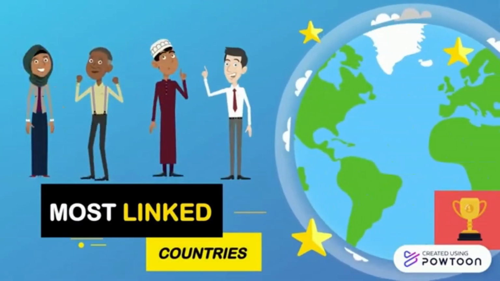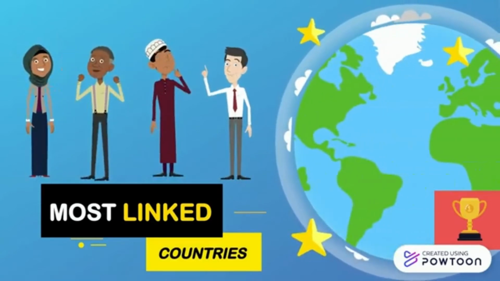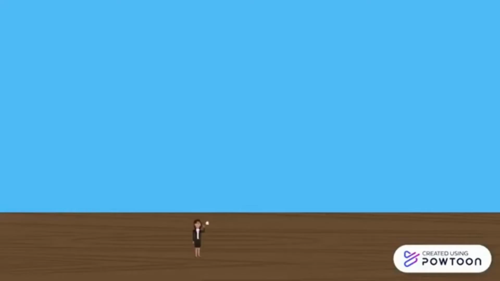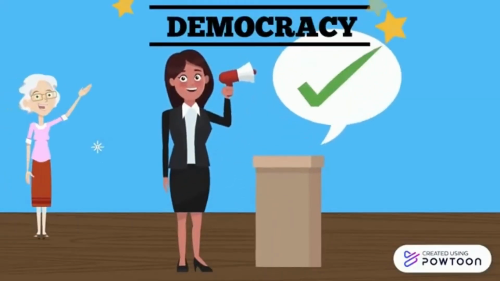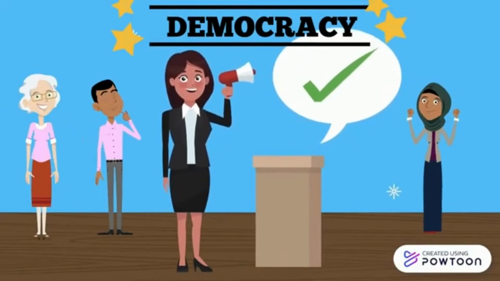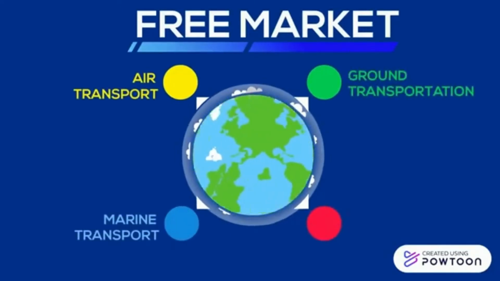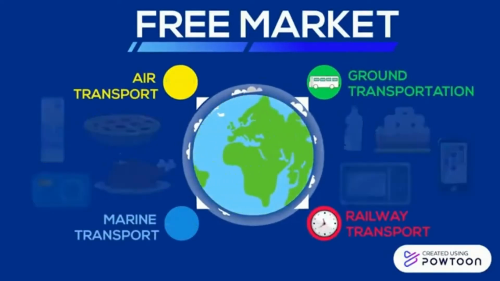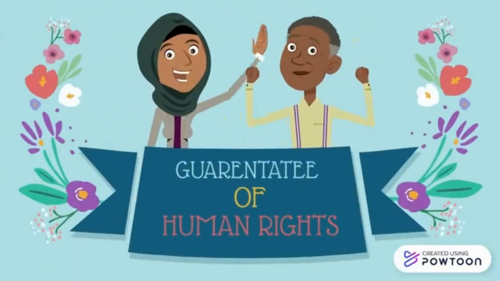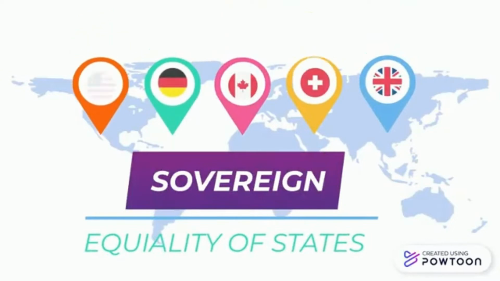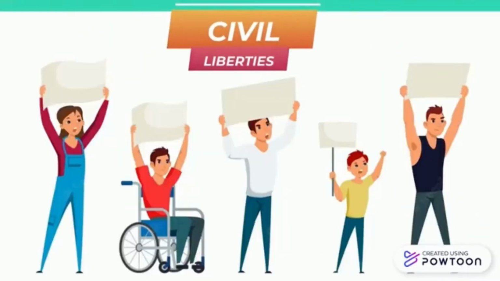With this, most of the countries of the world were linked to the multilateral cooperation based on liberal principles that were standard for the formation of the liberal world order, such as democracy, the rule of law, free market, guarantee of human rights, sovereign equality of states, civil liberties.